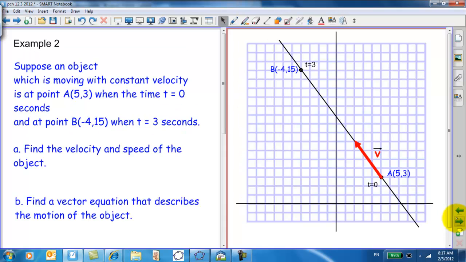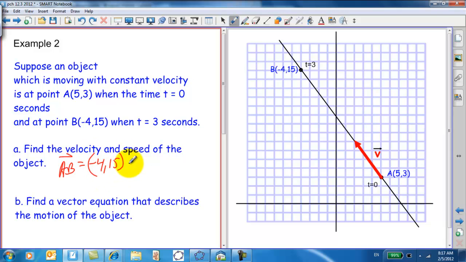So, here's our diagram of what's going on here. We've got our point at (5, 3) and a point way up here at (negative 4, 15). And we want to come up with this velocity vector to describe the line. Now, unfortunately, they gave us the time gap here for 3 seconds. So when we start figuring this out, vector AB is going to be (negative 4, 15) minus (5, 3). And you get basically (negative 9, 12). You're backing up 9 and going up 12 to go from A to B.